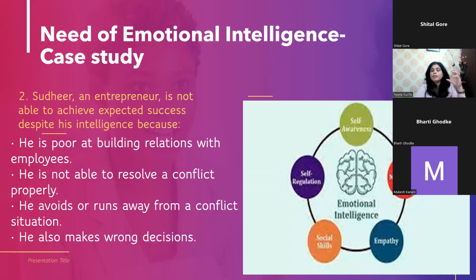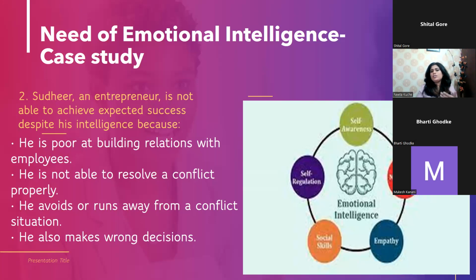Sudhir is an entrepreneur. He expected some kind of success in his business, but he could not achieve it. So why? The first reason why he could not achieve his success is that he is poor at building relations with his employees. He has a good team of employees, but when it comes to building a personal relationship with them, yes, of course, the boss and employee kind of relationship is always there. But when it comes to building some kind of personal rapport with them, it is very difficult for him, and many times he is very poor at building such relationships. So that was the first reason.